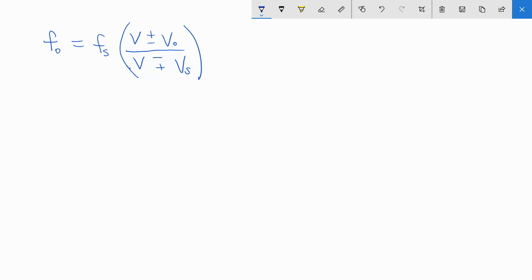Okay, so this V is the speed of sound. And unless the problem gives you a new speed of sound, we're always going to assume that this speed of sound is going to be 343 meters per second. Okay.